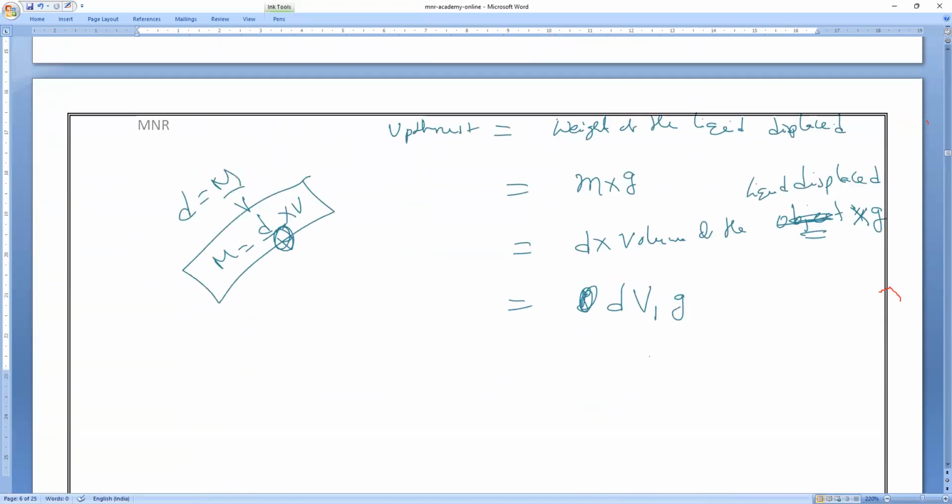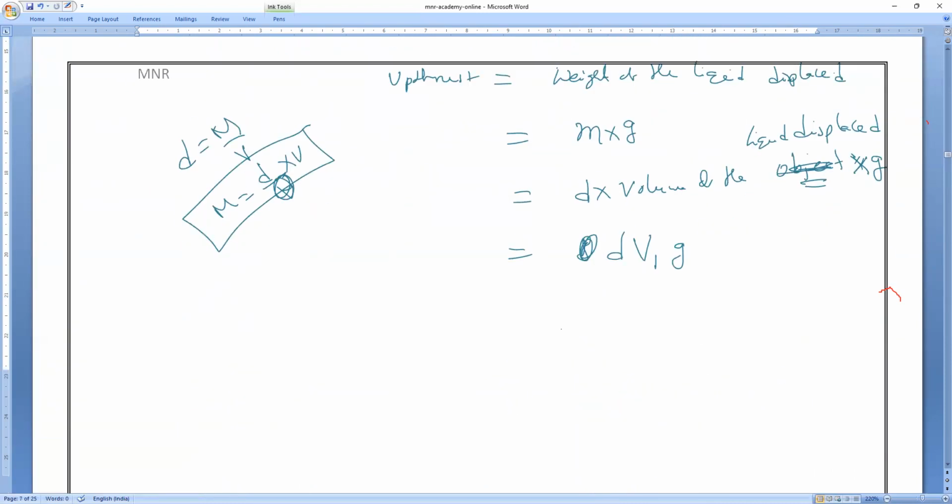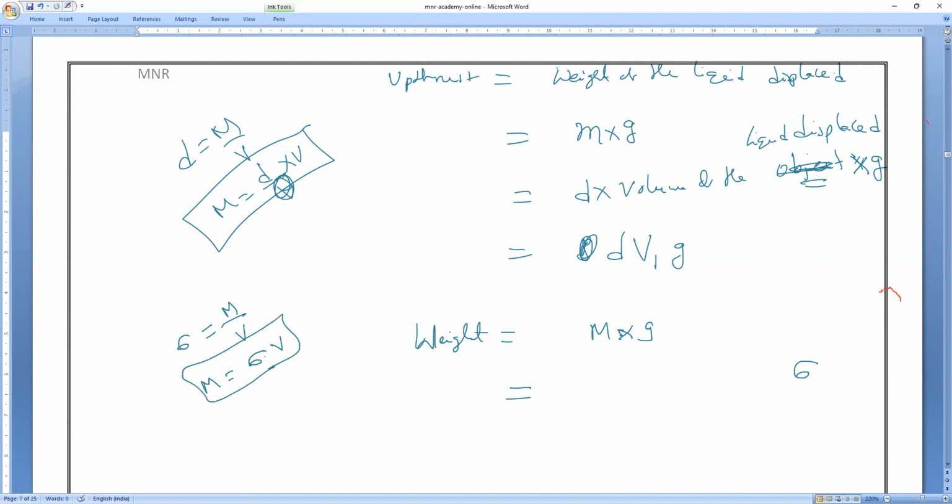Now if you notice, according to this, if I write another formula, weight is equal to mass into acceleration due to gravity. Mass is equal to density of a substance. Here, the density of a substance we have taken, what is the symbol? Sigma. Sigma is equal to mass by volume. So mass is equal to sigma into volume.